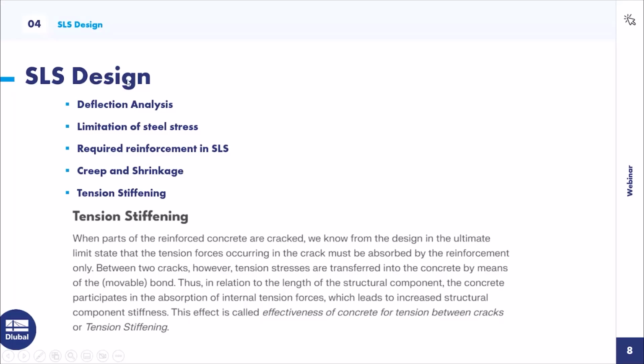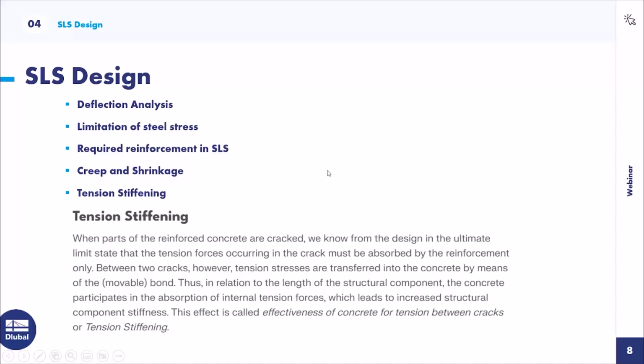Let's switch back to the next chapter, the SLS design. We will look at the deflection analysis and limitation of steel stress, and you will see we are independent from the ULS design, so we can analyze it and get required reinforcement only for SLS results. So it's a good point. And then I will show you the creep, shrinkage, and the tension stiffening effects. If you don't know the tension stiffening, I copied a description from our homepage, so you can read this.